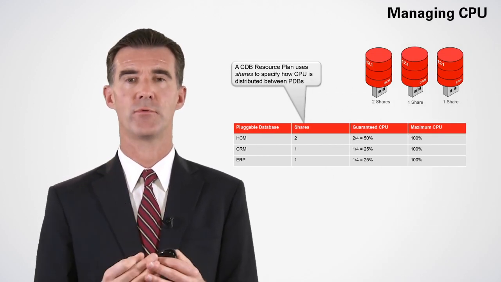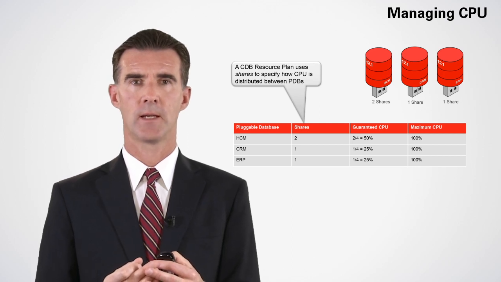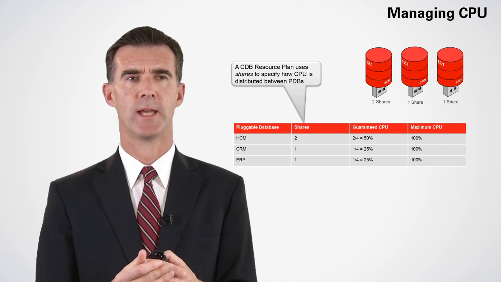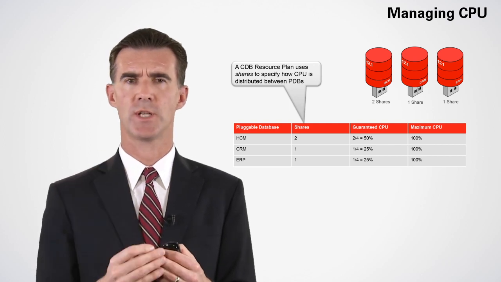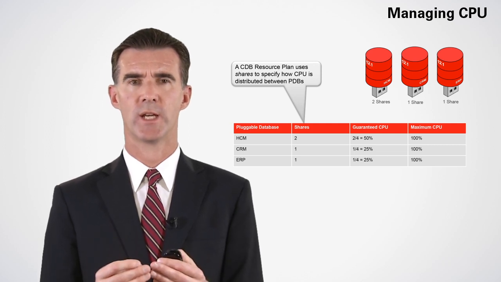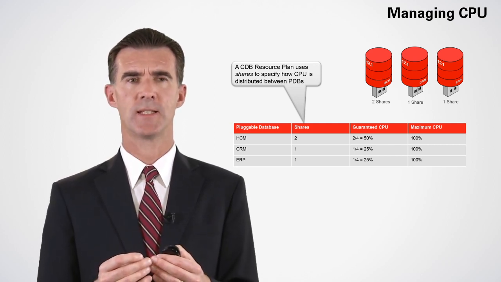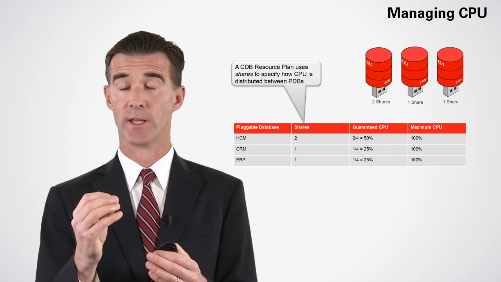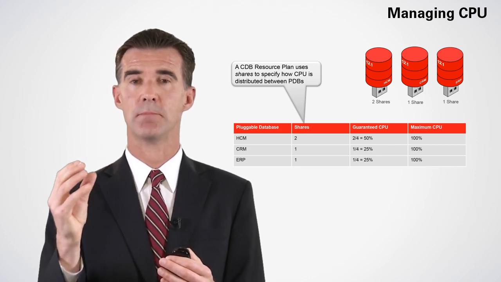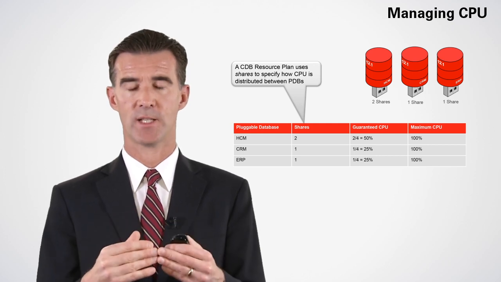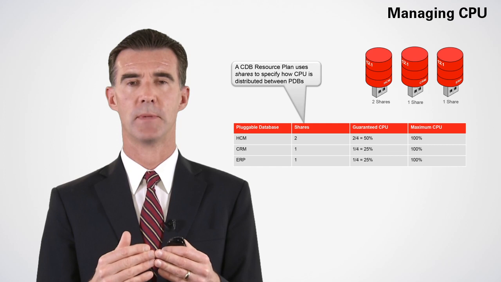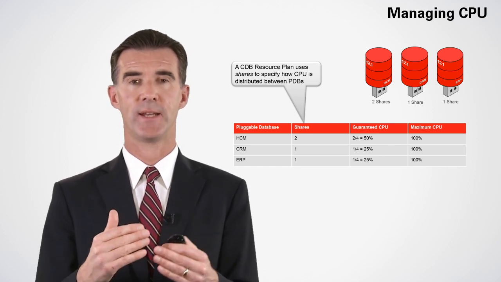Again, let's say we've got 3 PDBs. And I show them here at the top, but in tabular form at the bottom there, HCM, let's give 2 shares to this one. And CRM and ERP will give each 1 share. So what this means is that HCM gets 2 out of 4. That means 50% of the shares. That means 50% guaranteed minimum CPU if it's required. And correspondingly, the other 2 have 25% guaranteed minimum of the CPU if they need it.